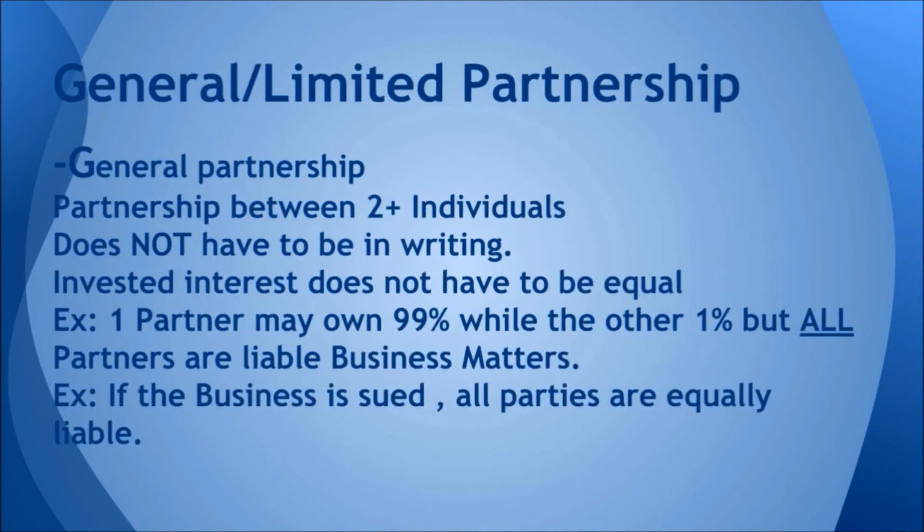General and limited partnership. General partnership is a partnership between two or more individuals, does not have to be in writing. Invested interest does not have to be equal. For example, one partner may own 99% of the business, while the other partner owns only 1% of the business. The trick here is that all partners are liable for all business matters. Meaning, if the business is sued, all parties are equally liable. So the trick in the general partnership is that no matter what share of the business you own, you are liable for the entire business as a whole.